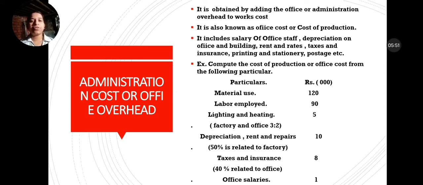Then next is administration cost. Administration cost is also called office overhead. It is obtained by adding the office or administration overhead to work cost. It is also known as office cost or cost of production. It includes salary of office staff, depreciation on machine, office and building, rent and rates, tax and insurance, printing and stationery, postage, etc. So let's see the example of how to find cost of production or office cost. There are terms from which we get the cost of production or office cost.